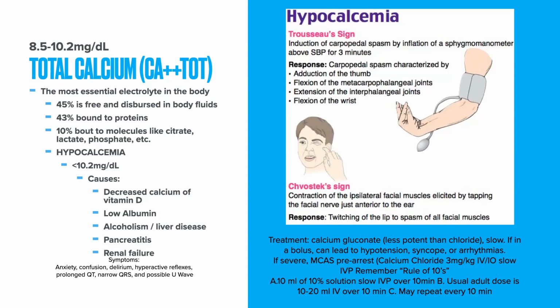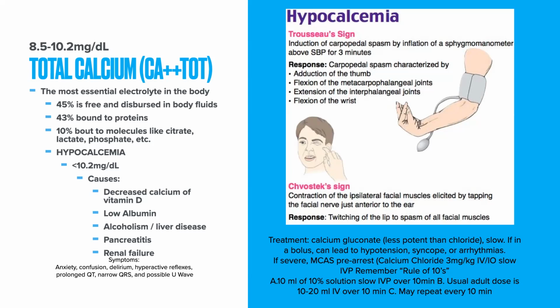Treatment for ALS providers or in hospital might be calcium gluconate. It's less potent than calcium chloride, and we're giving it slow. If we give it in a bolus, it can lead to complications such as hypotension, syncope, or arrhythmias. If it's severe enough, our protocols for pre-arrest would be calcium chloride, 3 milligrams per kilogram IV/IO slow push. And we're remembering our rule of tens. We have 10 milliliters of a 10% solution, slow IV push over 10 minutes. The usual adult dose is 10 to 20 milliliters IV over 10 minutes, and we may repeat every 10 minutes. I know that's a lot, but rule of tens: 10 milliliters of a 10% solution, slow IV push over 10 minutes.